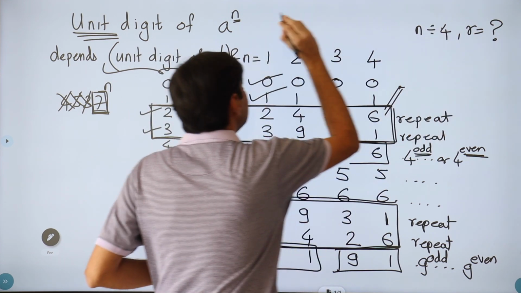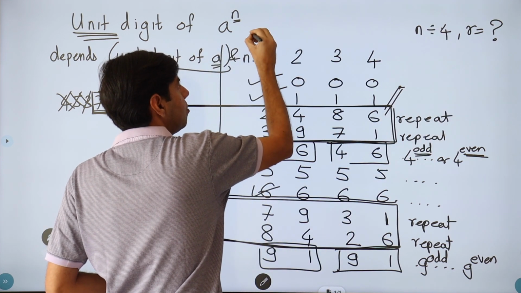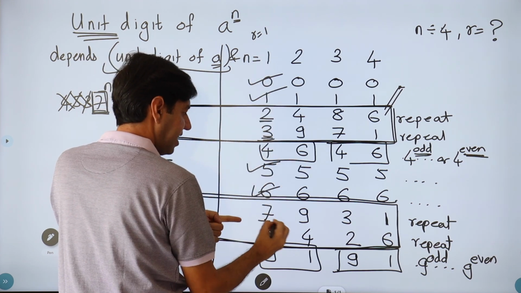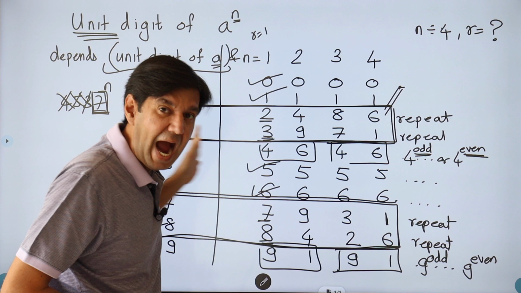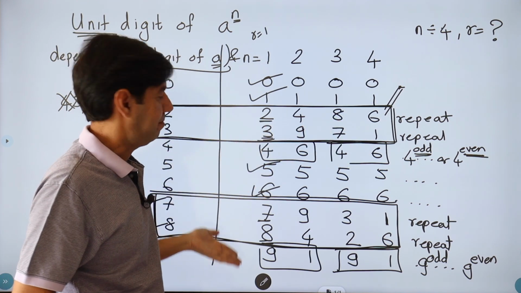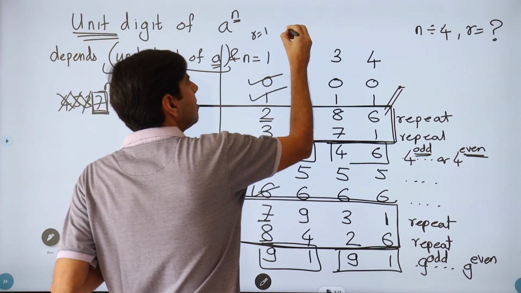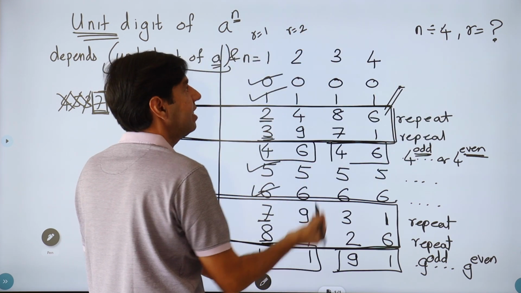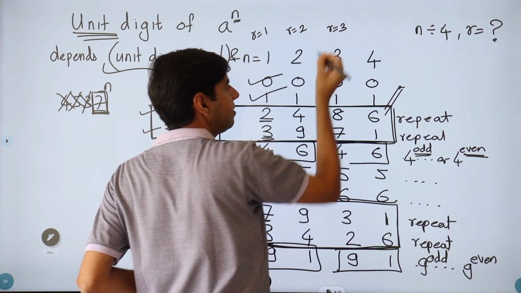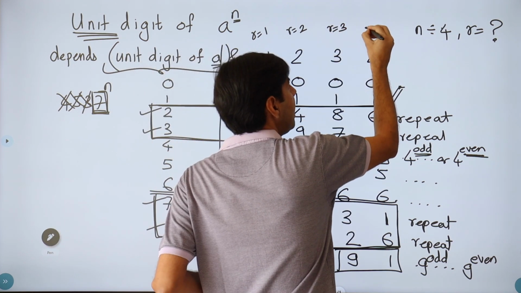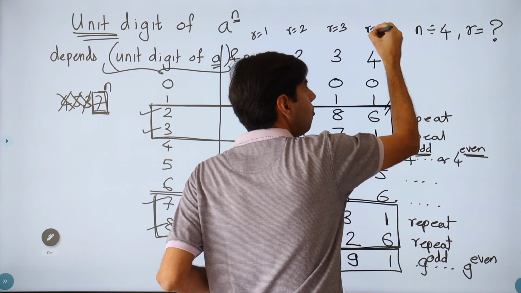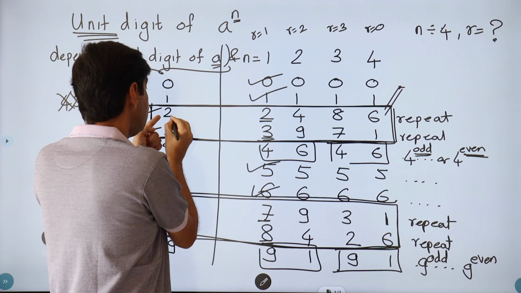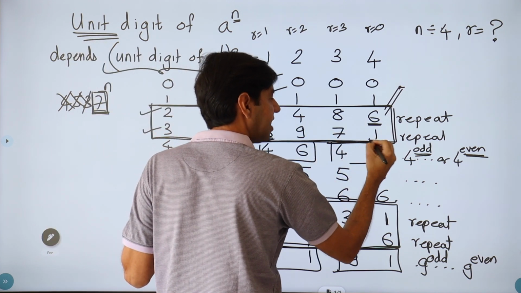Now, the remainder could be 1. In that case, it will be the first of the cycle, and these cycles you should be able to reproduce at that moment. Don't waste memory space to remember it. Or the remainder could be 2. In this case, it is going to be the second in the cycle. Or the remainder could be 3, third in the cycle, or the remainder could be 4, 4 as in 0. So when remainder is 0, the unit digit is the 4th in the cycle.